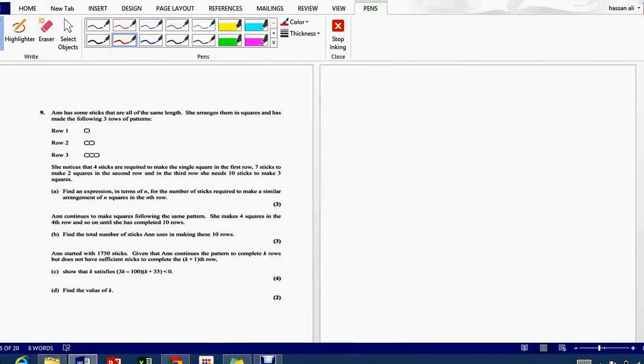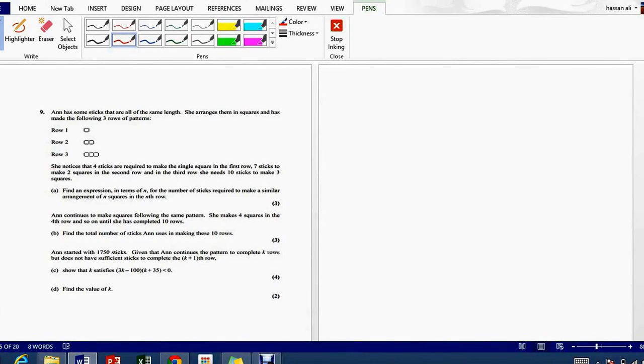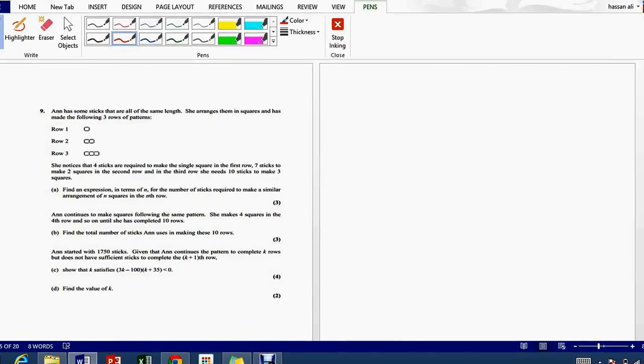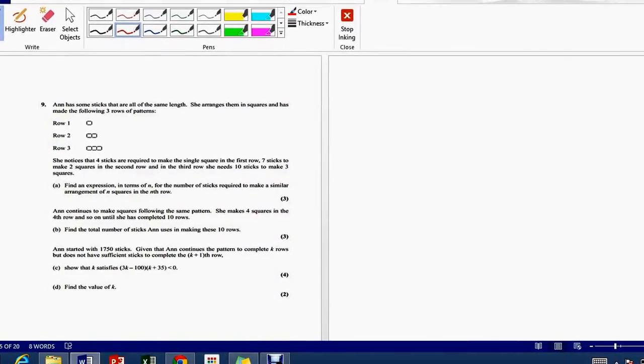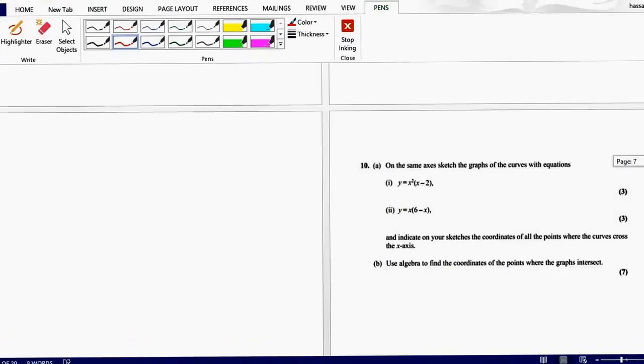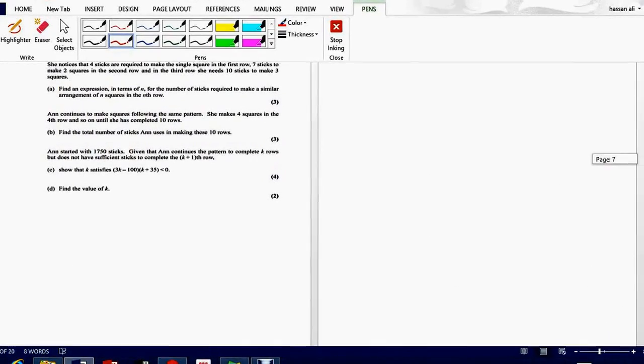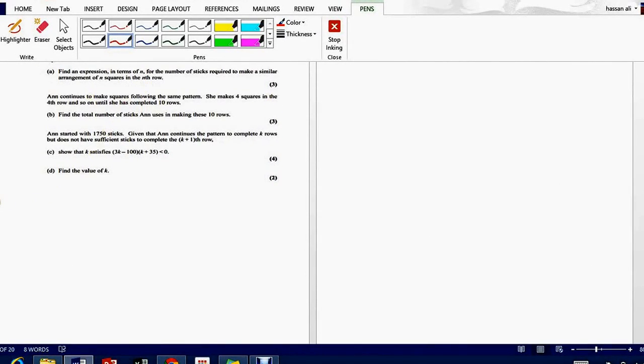Right, question 9. Anne has some sticks, they're all the same length, she arranges them, so you've got your pattern there. This is your sequences question. Probably best to know your formulas here as well, so I'll quickly run through this.